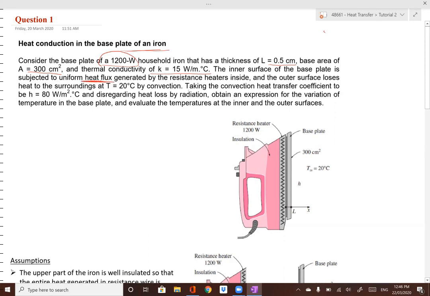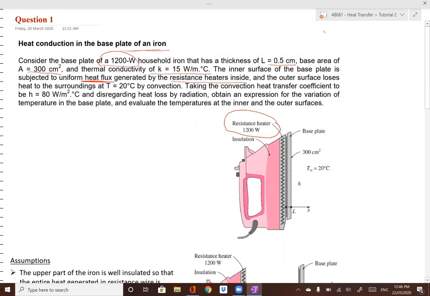Now the inner surface of the base plate is subjected to uniform heat flux by the resistance heater inside. So heat is generated by the resistance heater, and a heat flux will be generated through the plate.